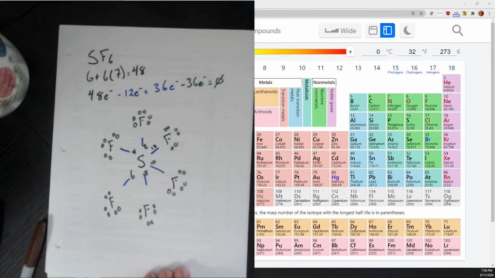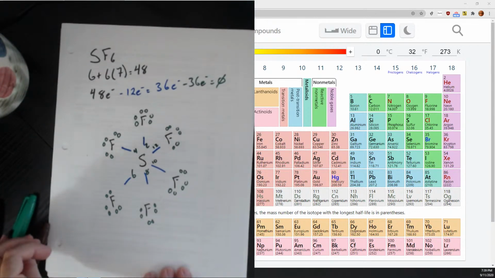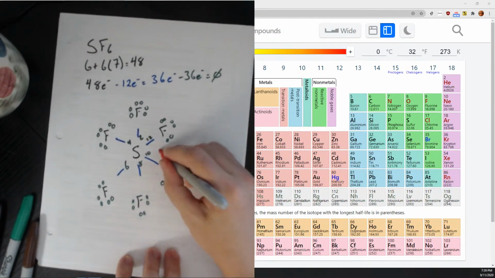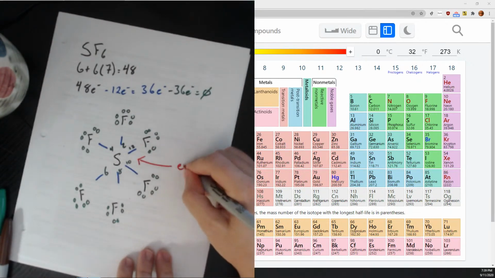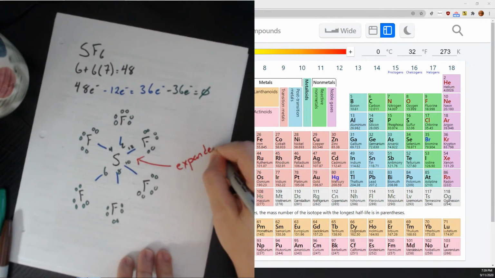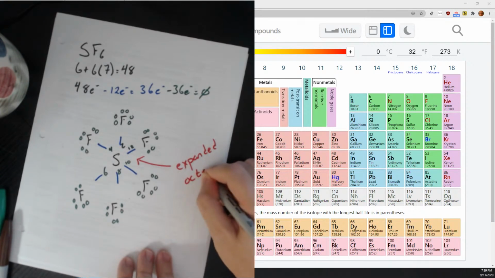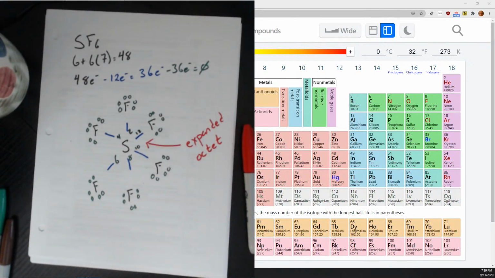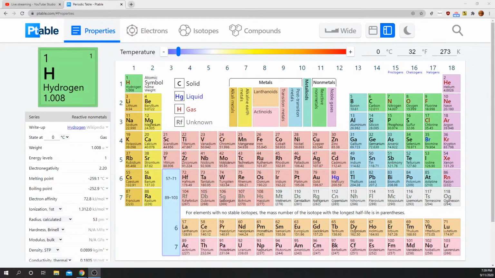That is more than 8. Sulfur is overflowing with electrons. Sulfur has what is known as an expanded octet. That is to say, it has more than 8 electrons. Okay. That is perfectly fine. That is an entirely reasonable thing to do because let's go ahead and look at the periodic table. Here's sulfur over on the 3rd row.